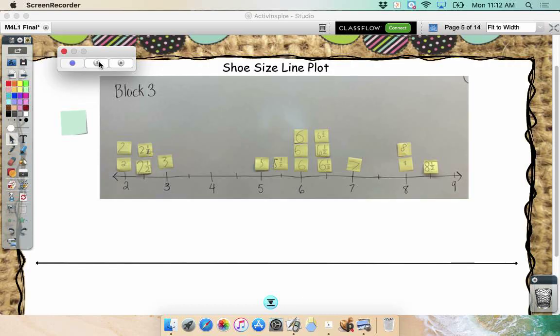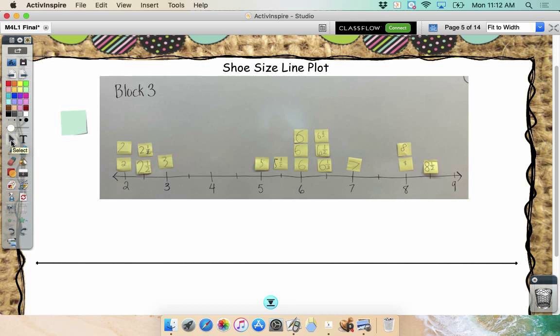Okay, so here's the line plot we made with our sticky notes. And the first thing we need to do is, we're going to recreate this, but like Josiah said, we're going to use X's instead of sticky notes, okay? And the reason we use X's is because it's an easier way to organize the information, all right?